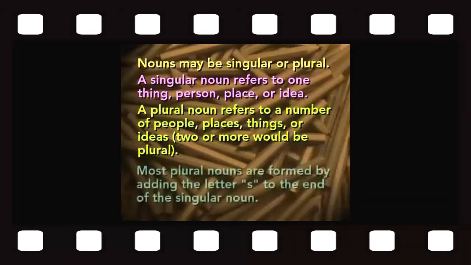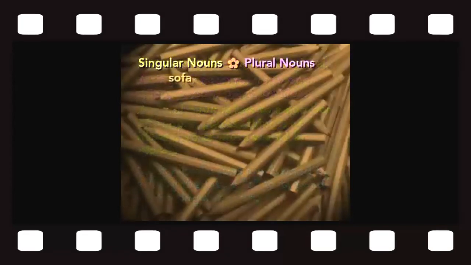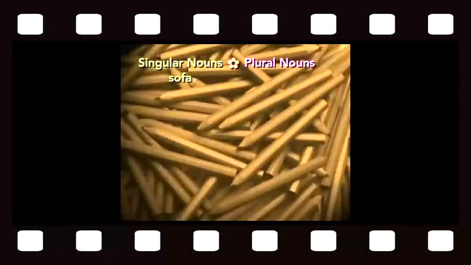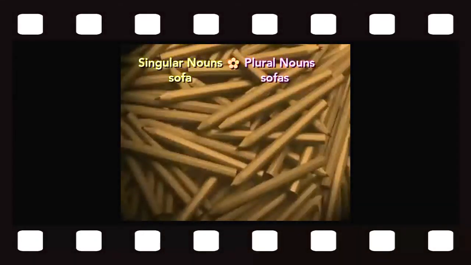In English, most plural nouns are formed simply by adding the letter S to the end of the singular noun. So, for example, the common noun sofa would be made plural simply by adding an S at the end and turning it into sofas. If you have one sofa in your living room, you would spell it S-O-F-A. If you have two sofas or more, you would add an S at the end and the word becomes sofas, which is plural for sofa.